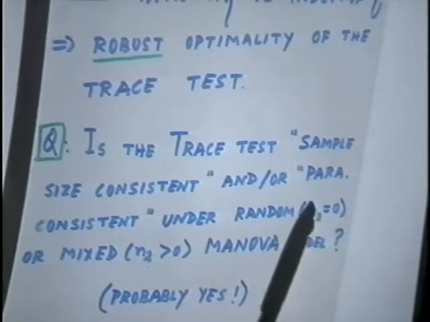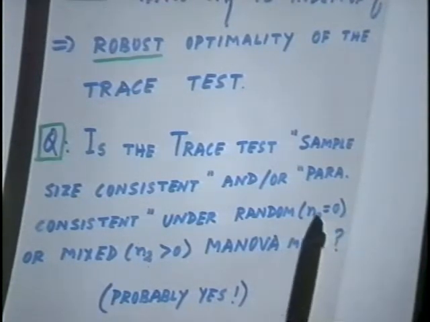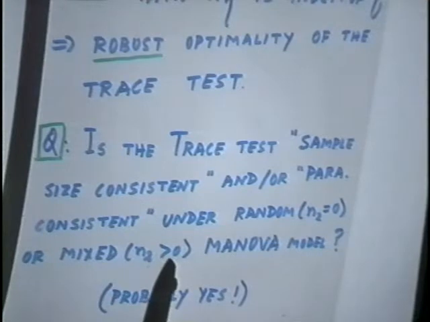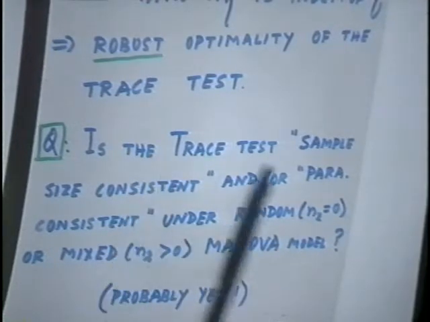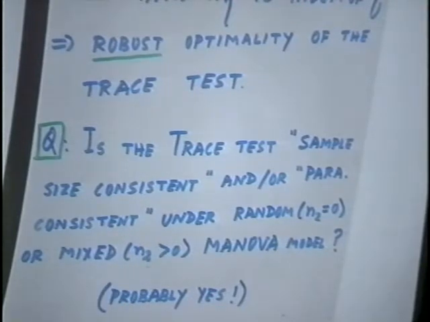under the random model. This will be purely random if we assume that N2 is 0, as Roy and Ganadesikan did, and it will be a mixed MANOVA model if I assume that N2 is positive. So whether under this setup the trace test has these properties. And my guess is probably yes, because this is not the same as the fixed effects MANOVA model. So probably we'll have the property.